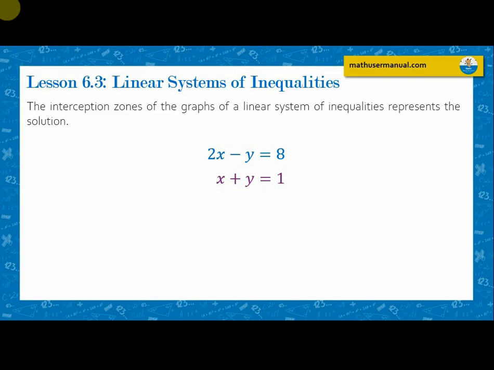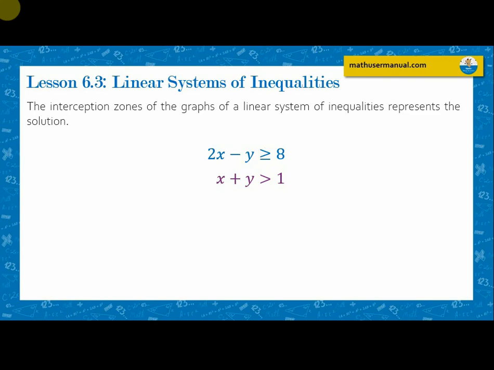In lesson 6.1, we learned how to graph linear systems of equations. Equations mean we have equal signs. But what if we replace these equal signs with different signs? Like in this case, in the top one, 2x minus y is greater than or equal to 8, and on the bottom, x plus y is greater than 1. So this is now a linear system of inequalities.